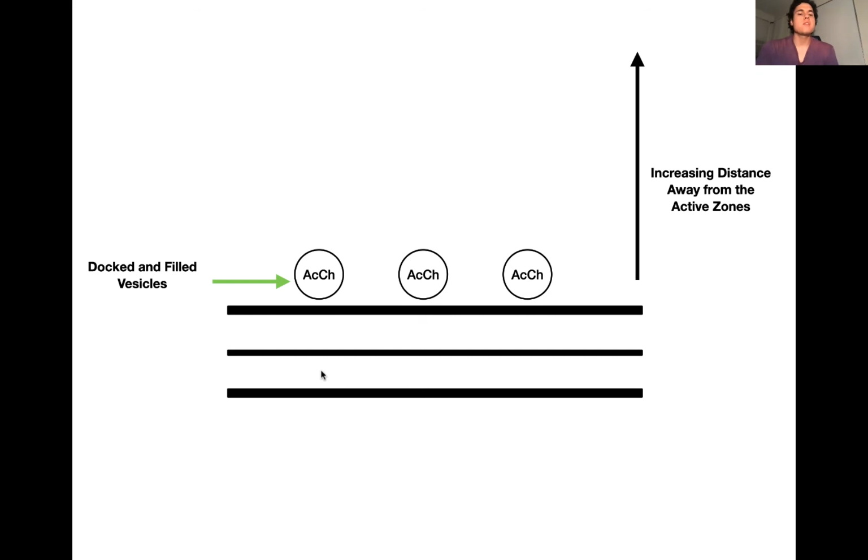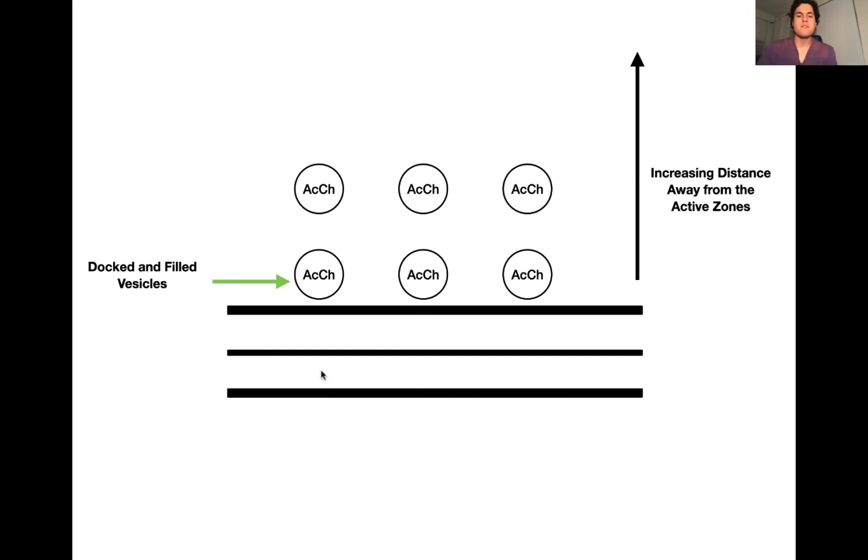So in other words, these vesicles are really close to the proteins responsible for vesicular fusion, and therefore these vesicles are really easy to fuse with the membrane when calcium increases inside the cell. So therefore these neurotransmitters are the easiest to release.